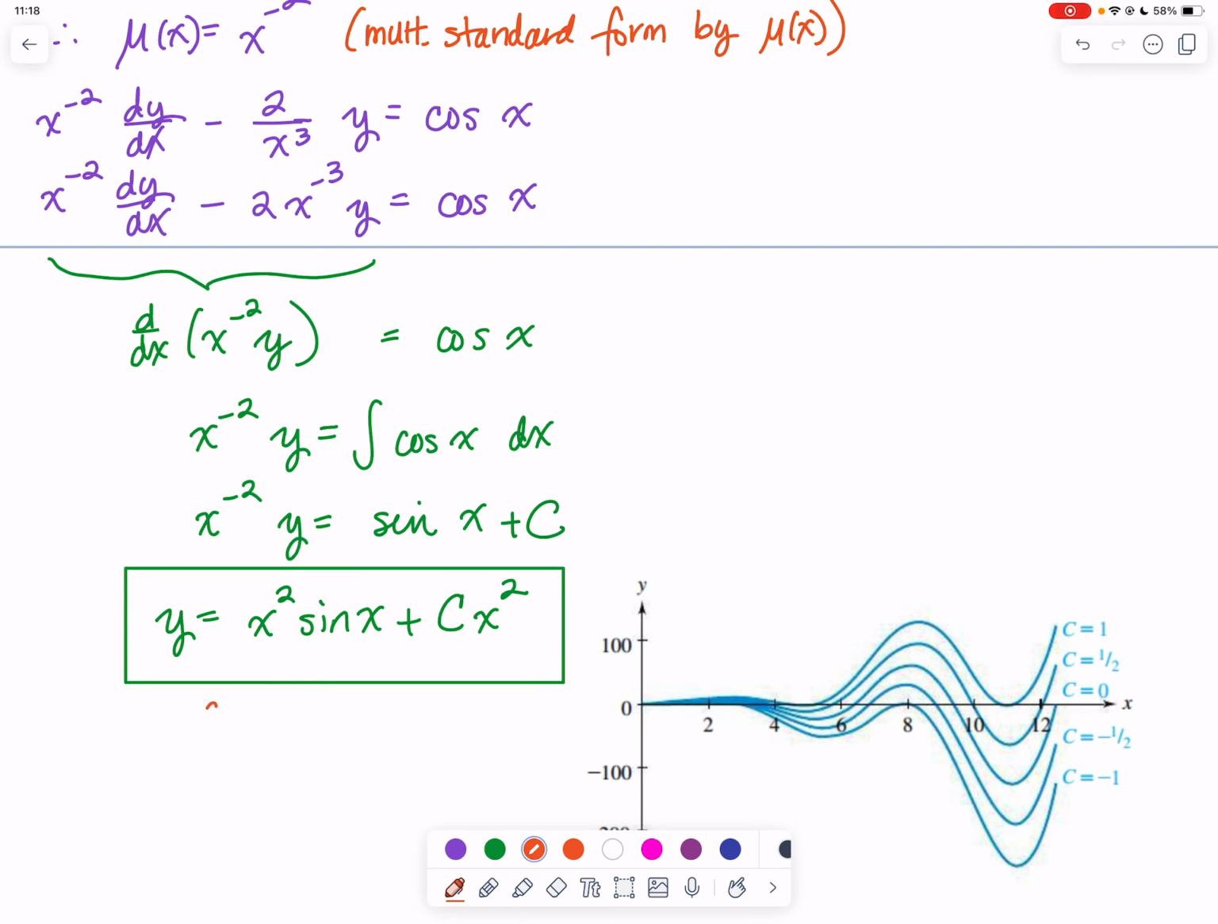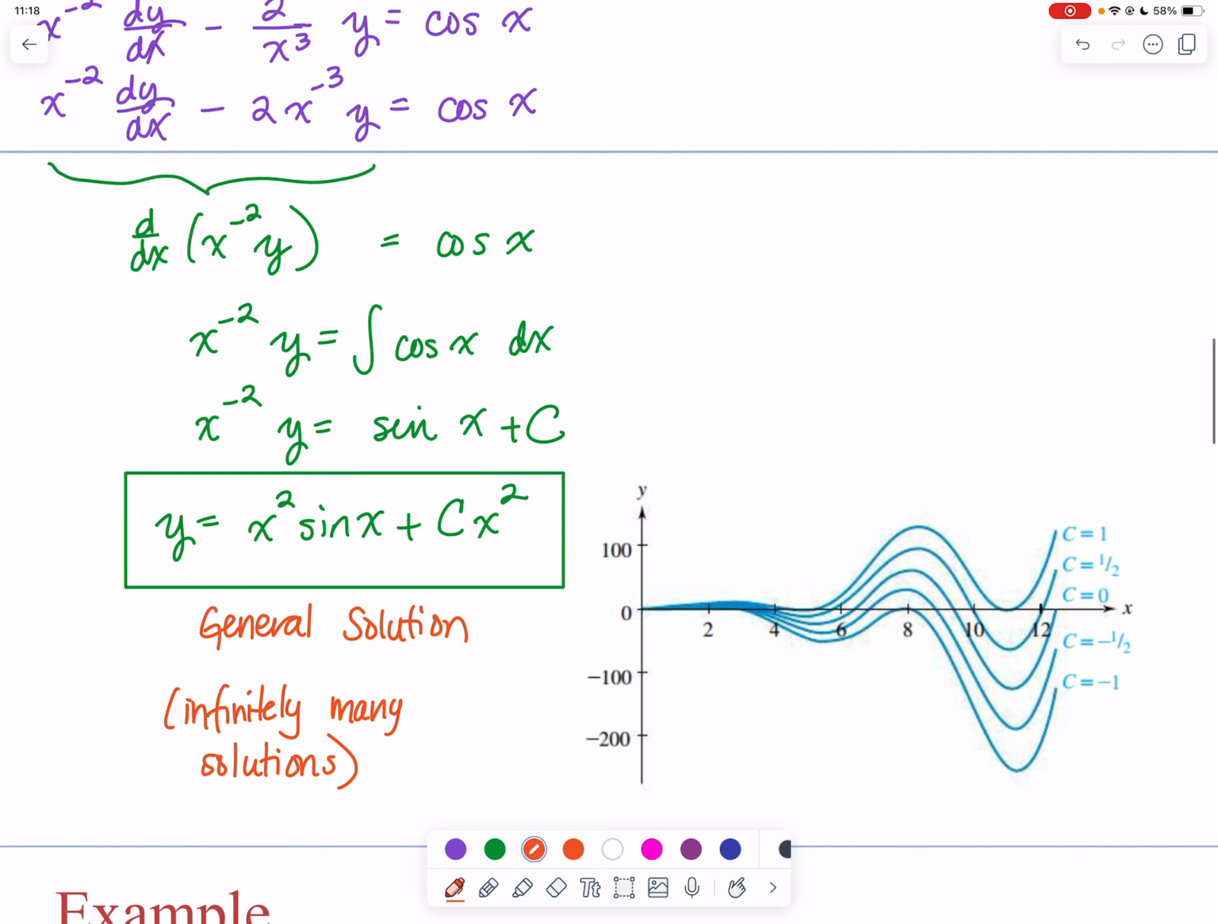Here we have our general solution. There are infinitely many solutions, one for every value of c. So as you can see on the right-hand side here, we have sketch solutions for various values of the constant c. You can see c is 1, c is a half. All of those are for this c value. Okay.